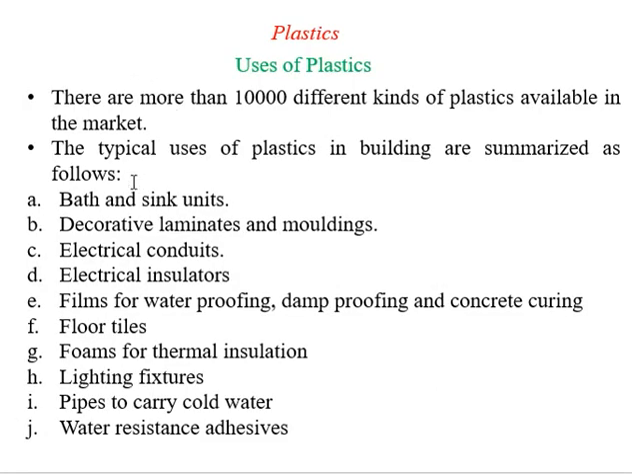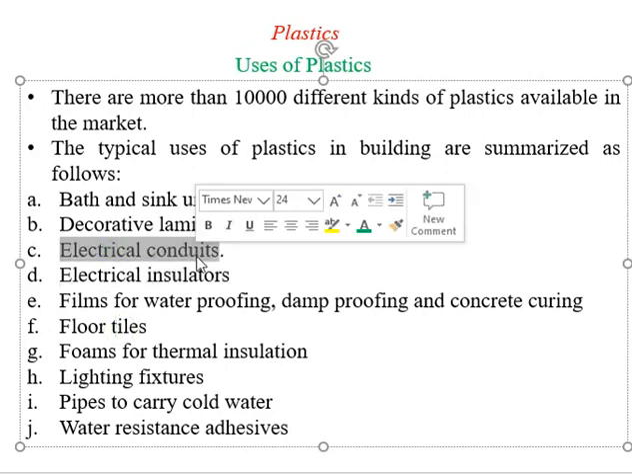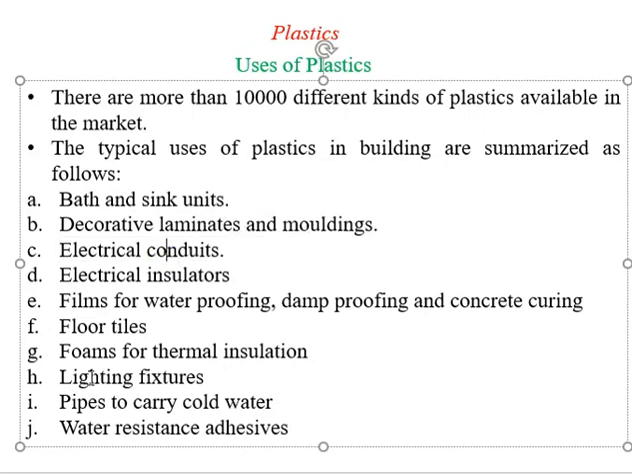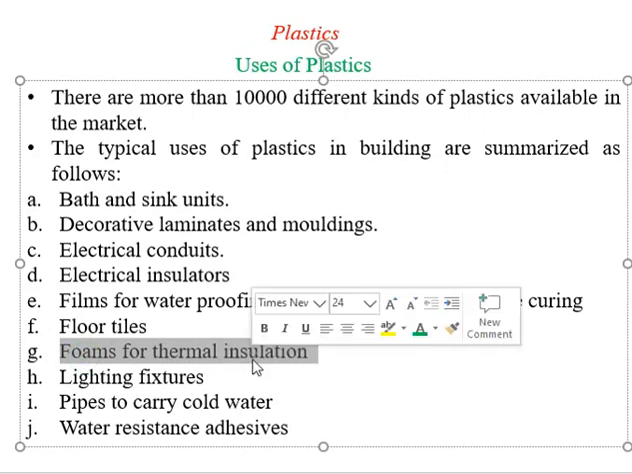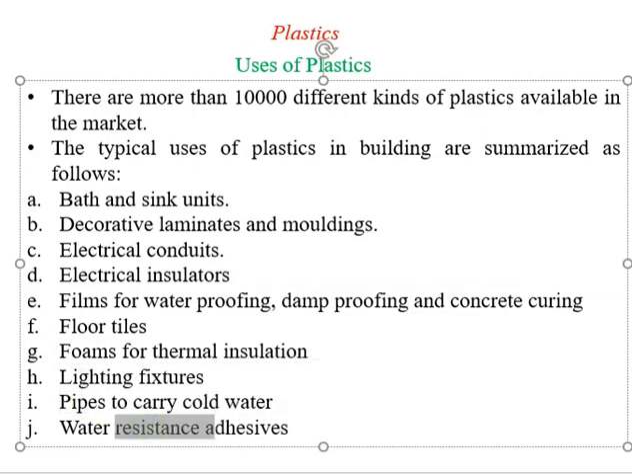Next, there are certain uses of the plastics. There are more than 10,000 kinds of plastic, and each of them has different uses. They could be used in bath and sink units, electrical insulators, floor tiles, electrical conduits, and the wire that we use in our home has plastic wrapped around it. It could also be used in foams, pipes to carry cold water, and fire resistant adhesive. So these are some of the uses of plastic.